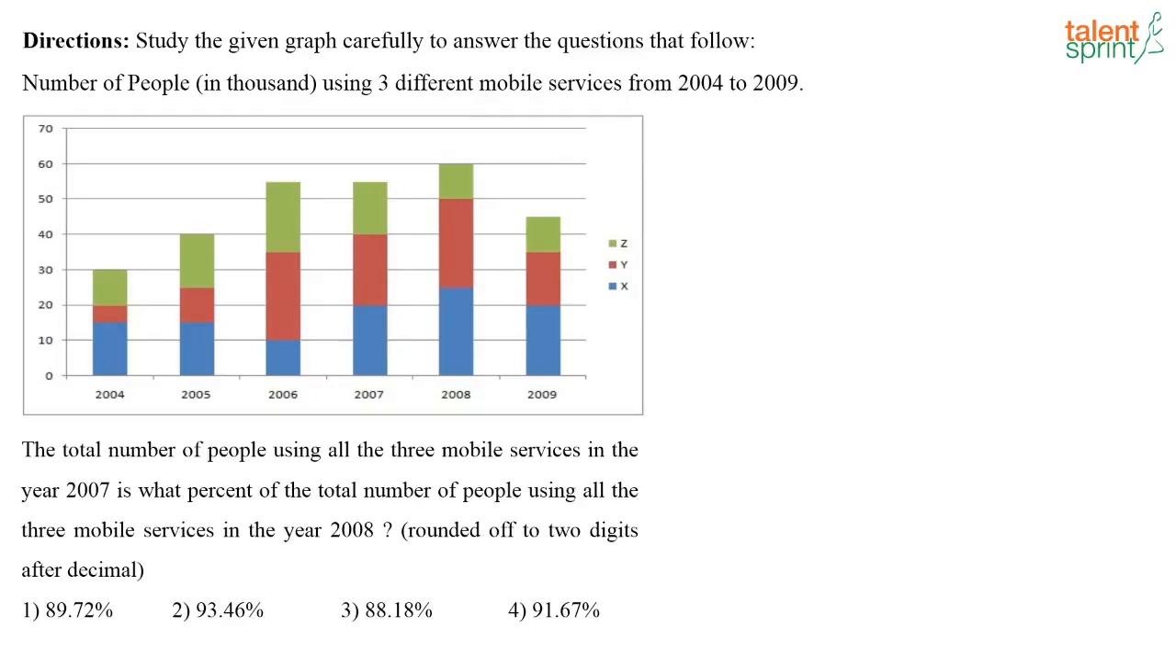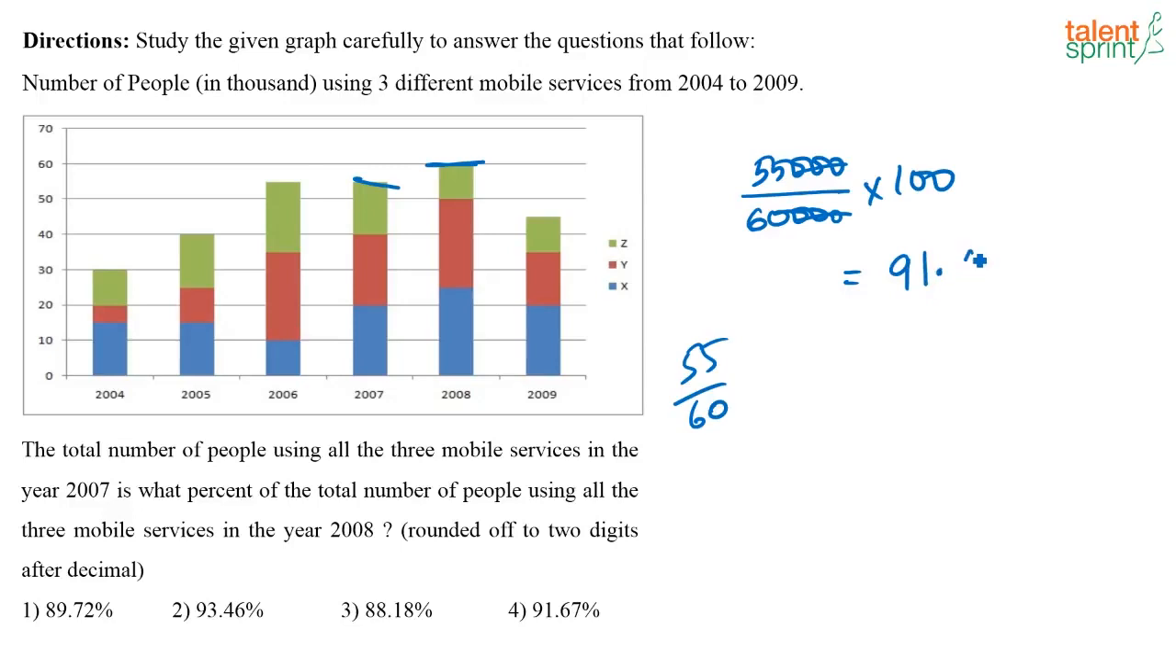In 2007, how many people are using mobile services? 55, right? Between 50 and 60. So 55,000 people are using the mobile services in the year 2007. And how many people are using all the 3 mobile services in the year 2008? That is 60,000, right? In terms of 1,000 into 100. See, even if you don't write this 1,000, you can directly do 55 by 60 because anyway that 1,000 is going to get cancelled, right? So 55 divided by 60 into 100. What is the answer that you get? The approximate value that you get is 91.67. Option 4.